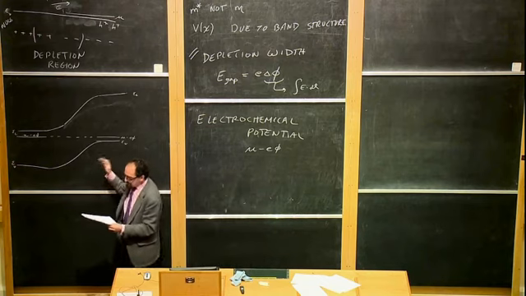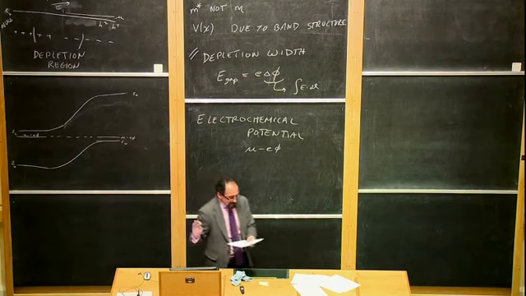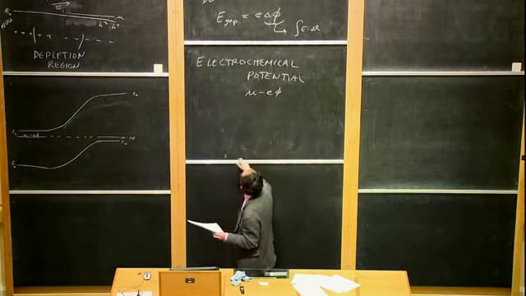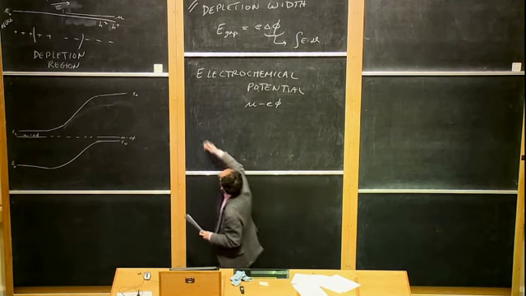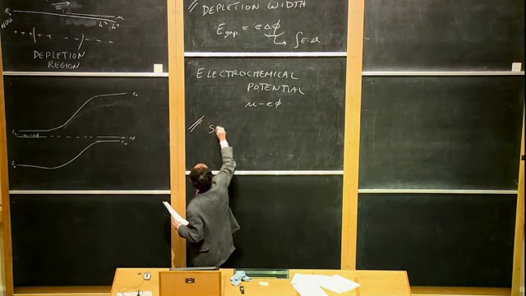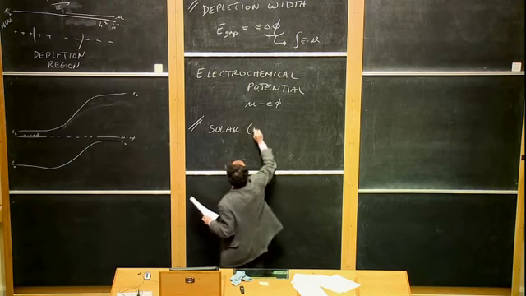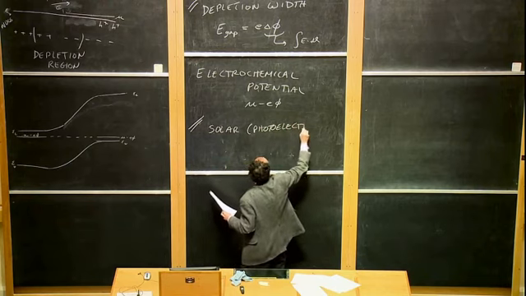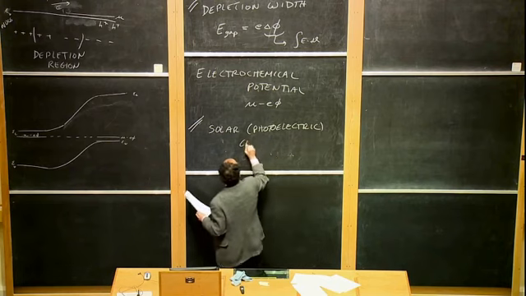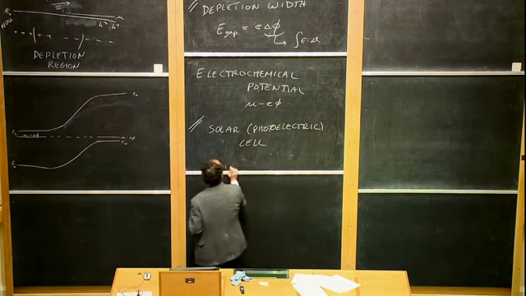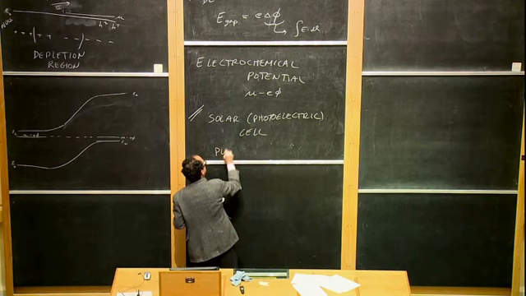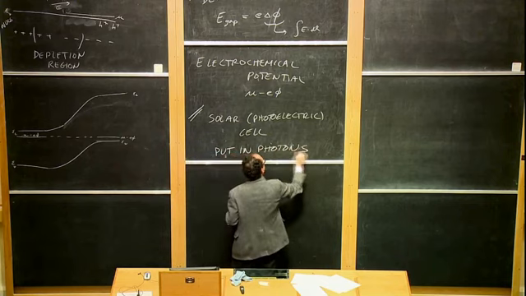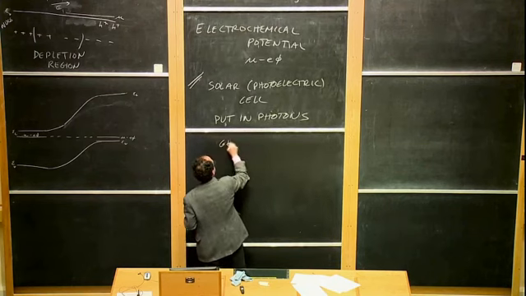OK. But this device here is basically the physics of the p-n junction. And even as it stands, without doing anything further, it's an interesting device because it's basically a solar cell, a photoelectric cell. The idea is that you put in photons and get out current.